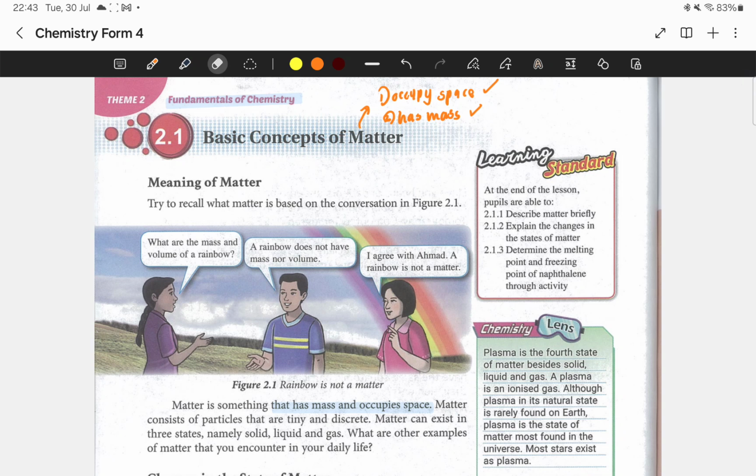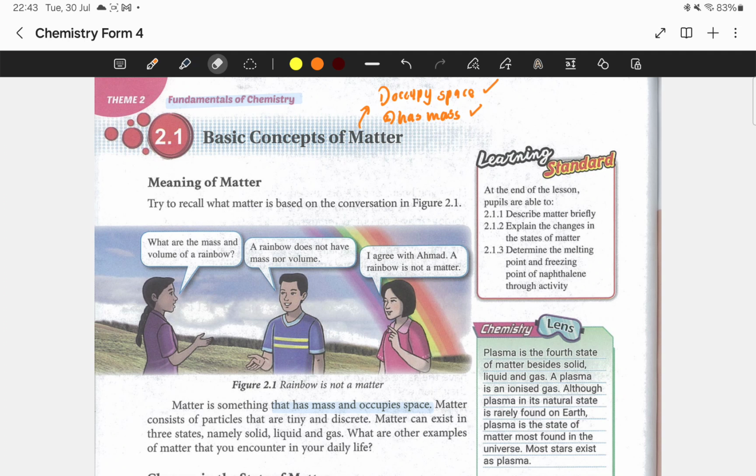Next example, in our surroundings we have oxygen, right? Can you weigh the oxygen? Can you say, oh, I exhaled 32 grams of oxygen from my bronchi? No, you cannot say that. That is not a correct way. You cannot weigh your oxygen. So those things are not matter.